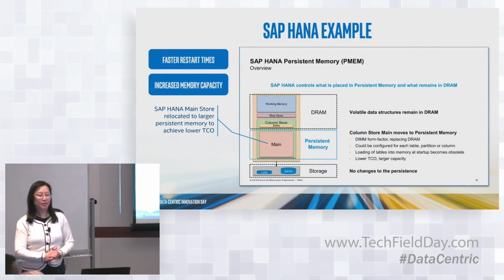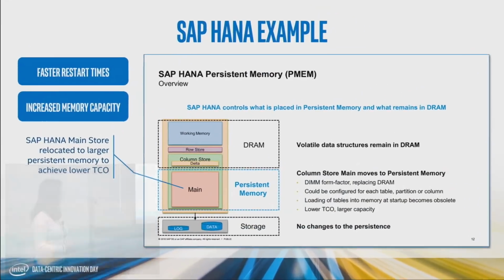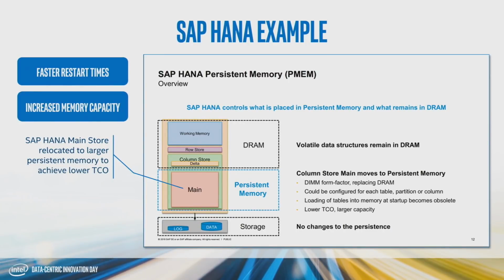And here's a SAP HANA example. This is actually a foil from SAP HANA. And this is what Mohammed was talking about a little bit earlier, where we've taken the main store and moved that to persistent memory. And this is the largest part of the data. And so you move it to the persistent memory, you get a much better TCO. You have the possibility of a much larger database now than you did before.